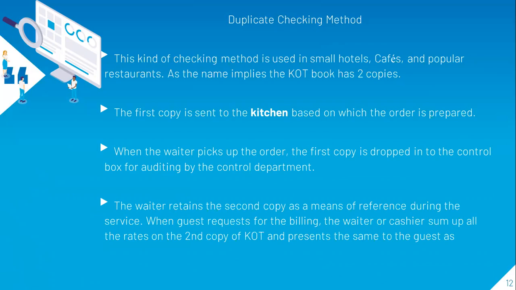When guests request for a bill, the waiter or cashier will sum up all the rates on the second copy of the KOT and it will be presented to the guest.